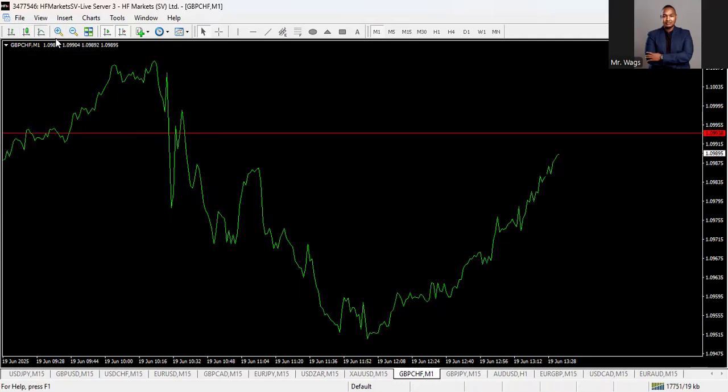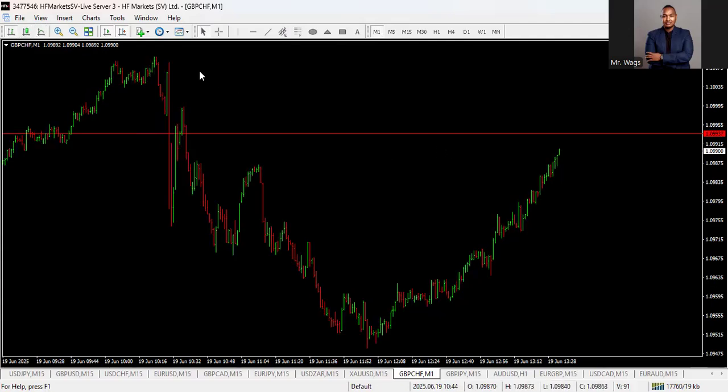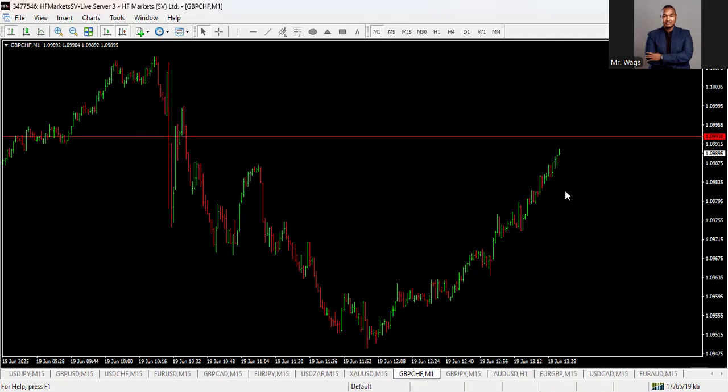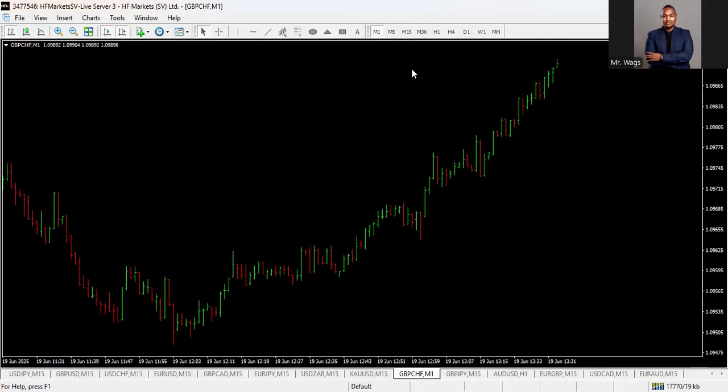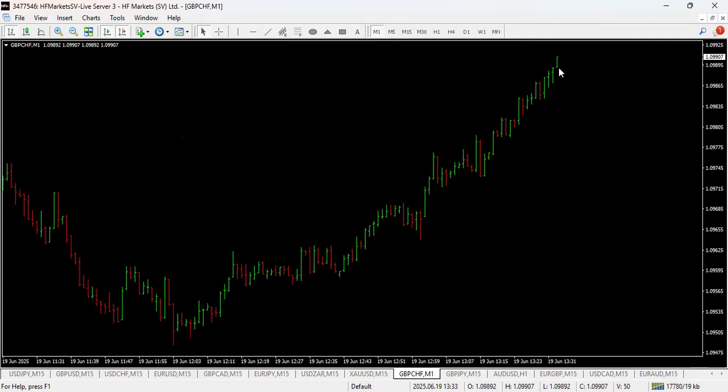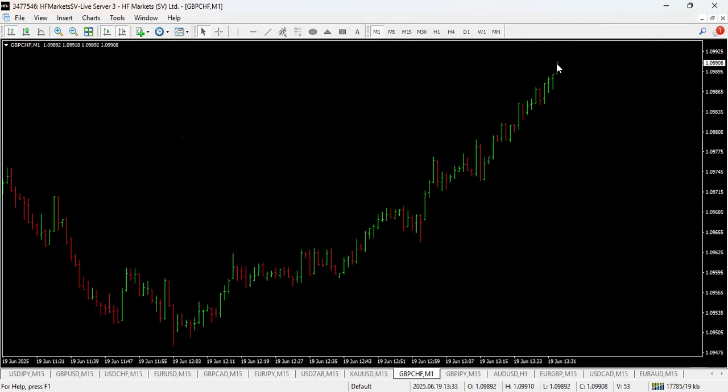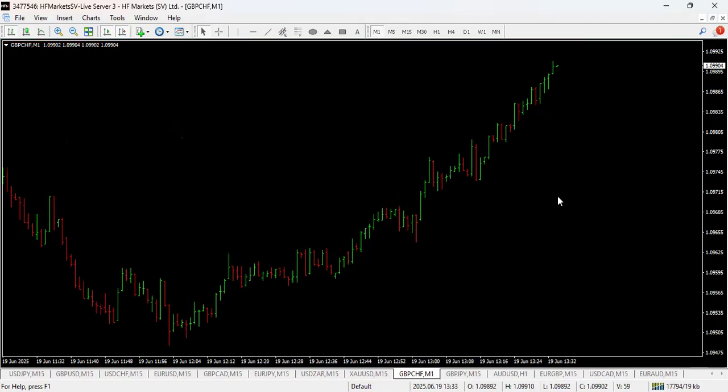So you can see how these candlesticks print themselves. If you go to the line chart, you simply see price moving and leaving a line there. If you go to the bar chart, it works like how the candlesticks work. So you can see how price is moving. The opening price, the closing price is still moving. That's how the bar chart works.